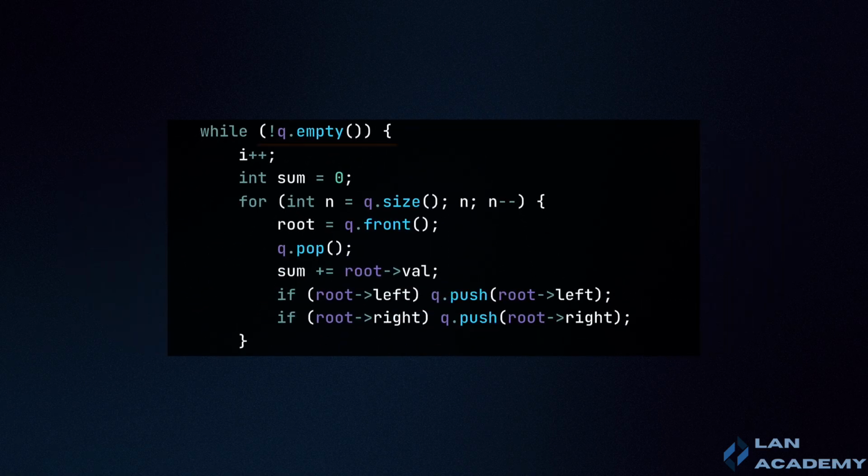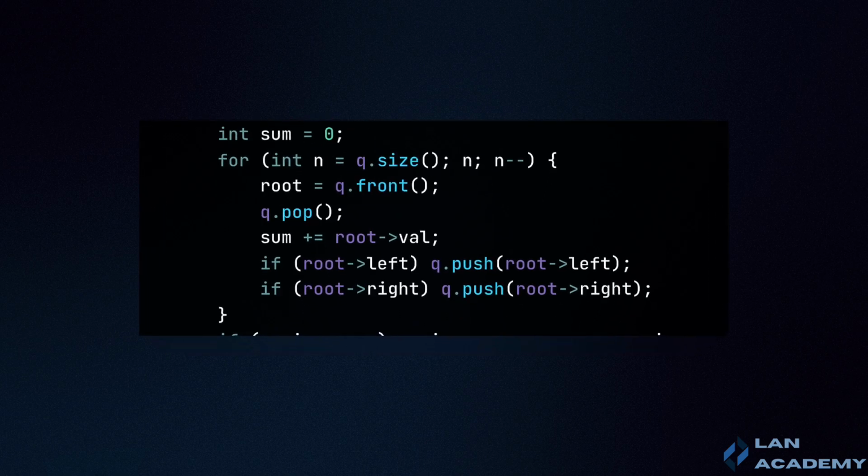As long as the queue isn't empty, we will increment the current level i to indicate the level we are currently processing. We will use a variable sum to calculate the sum of the node values at the current level. To calculate this sum, we will use a loop to extract each node from the queue, add its value to sum, and then add its children, if they exist, to the queue to be processed at the next level. This ensures that all nodes at the current level are processed before moving on to the next level.